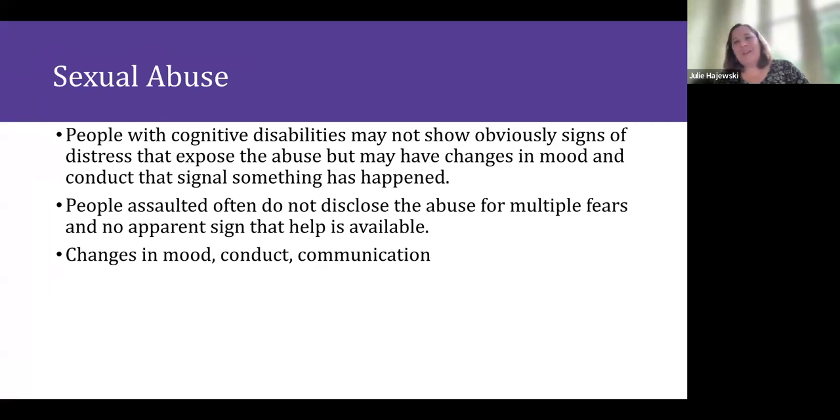Sexual abuse. So again, individuals with cognitive disabilities maybe won't show that in the way that we have them. But again, are any of those other things happening that we just went through and looked at, from social, emotional, and behavioral changes, that might indicate that we need to look into this further? Again, often do not disclose. Either they don't have the accessibility to disclose, or they don't have the emotional or social language to disclose. So again, remembering to look for changes in mood, conduct, communication, again, changes that are different for them from their comparative norm.